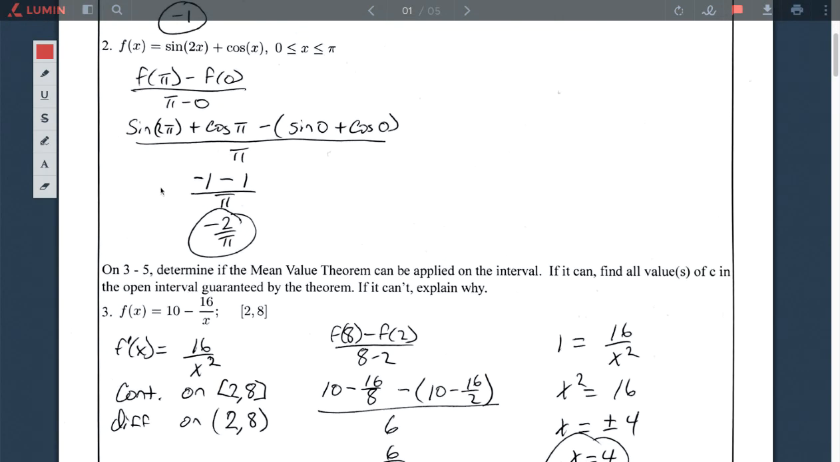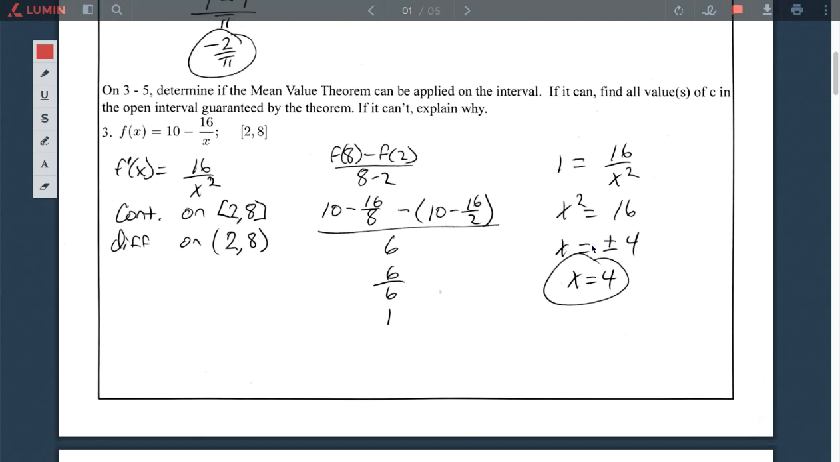Number 2, same thing. f of pi minus f of 0 over pi minus 0. So we plug in pi, we get sine of 2 pi plus cosine of pi, minus sine of 0 plus cosine of 0. So sine of 2 pi is 0, cosine of pi is negative 1, sine of 0 is 0, and cosine of 0 is 1. So we end up with negative 1 minus 1 on the top. So we get an average rate of change of negative 2 over pi.